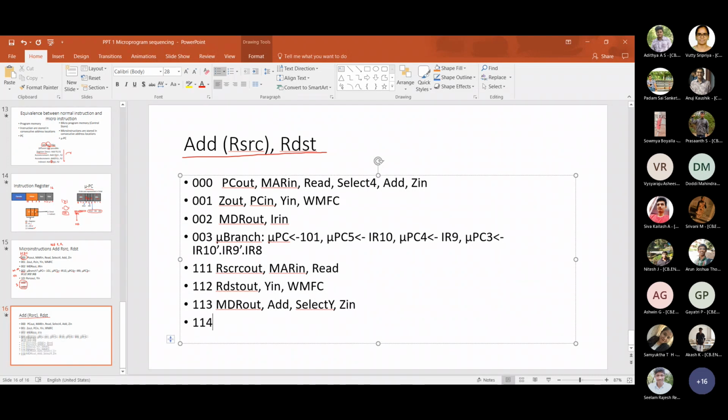Then the last instruction, what you have to do? Z out, our destination in. Very good. Z out, our DST in.